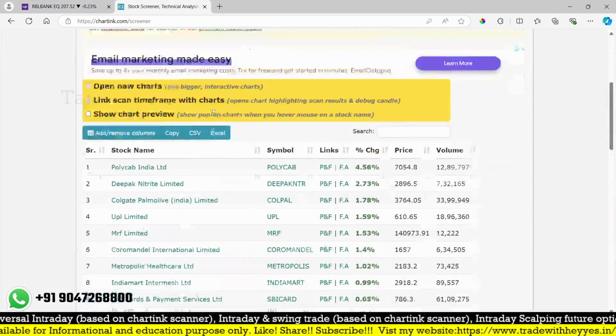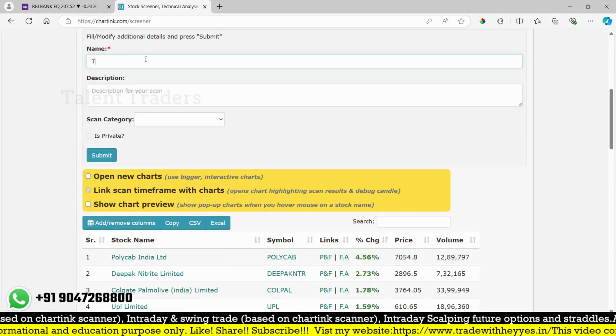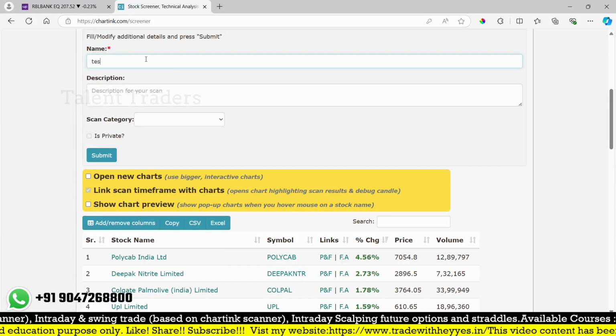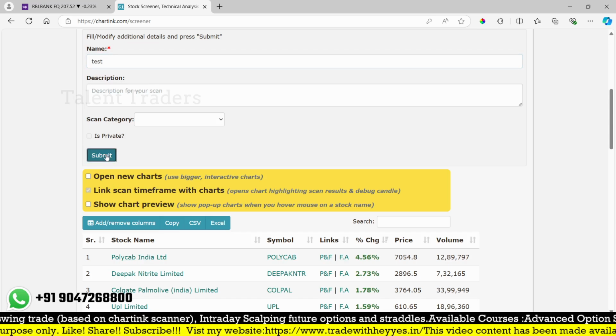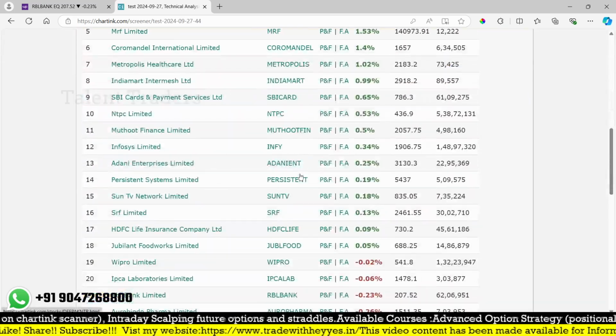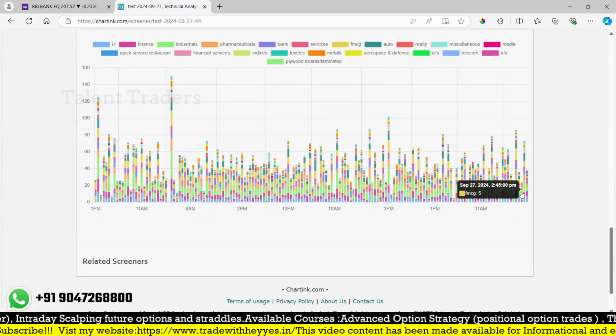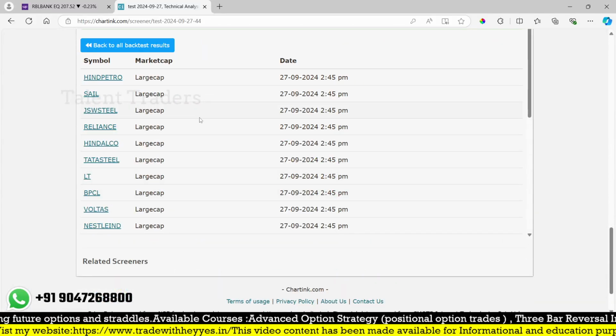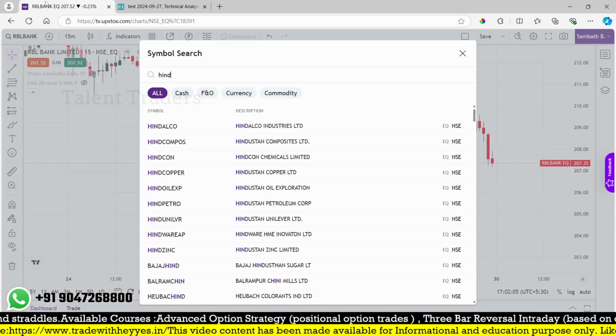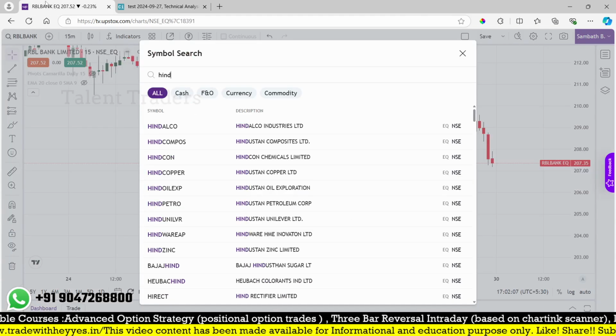So let me save this scan first. I'll be sharing this one in our paid group, because I'm going to use some custom indicators in this one. Let me check, because this many stocks is not suitable. In Petro around 245, let me check.